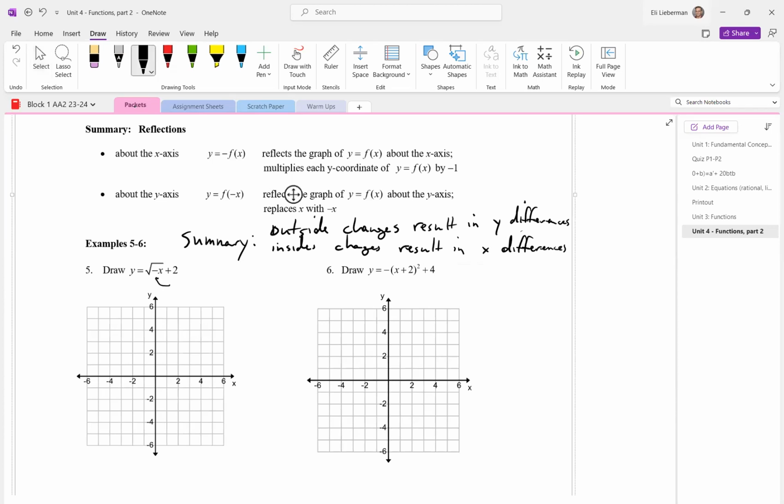So this is reflect over the y-axis, and this is up 2. I'm going to dash in my normal function. I hope that we're comfortable with this. Now we need to take each point and follow the direction.